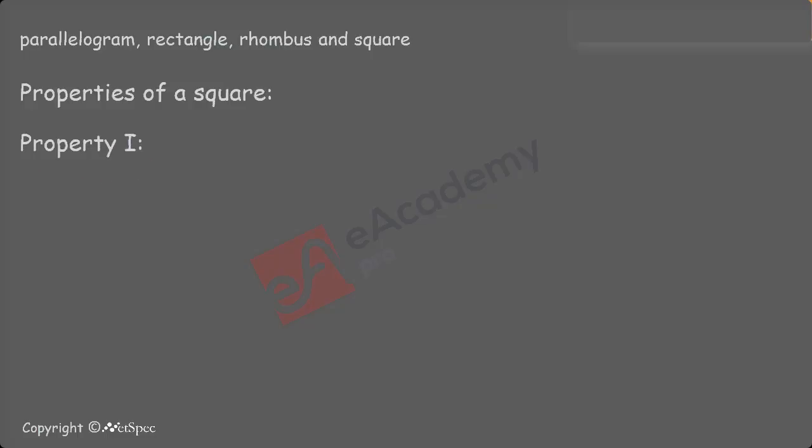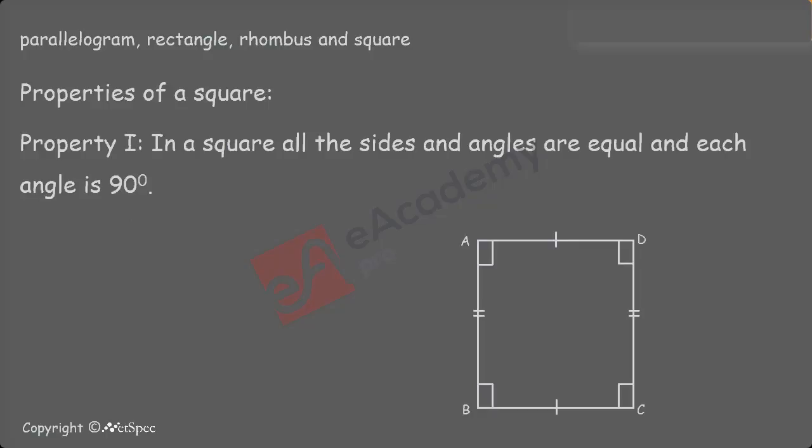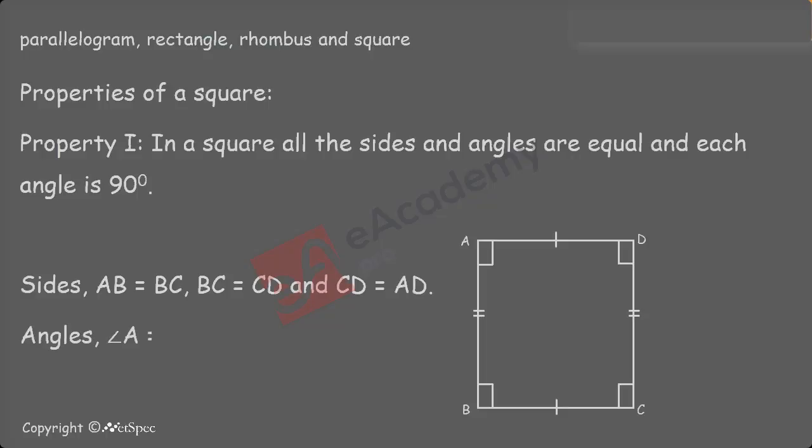The first property of the square is, in a square, all the sides are equal, all angles are equal, and each angle is 90 degrees. Now let us write all sides and angles are equal with reference to the figure. Here, AB is equal to BC, BC is equal to CD, CD is equal to AD, and all the four angles are equal to 90 degrees.